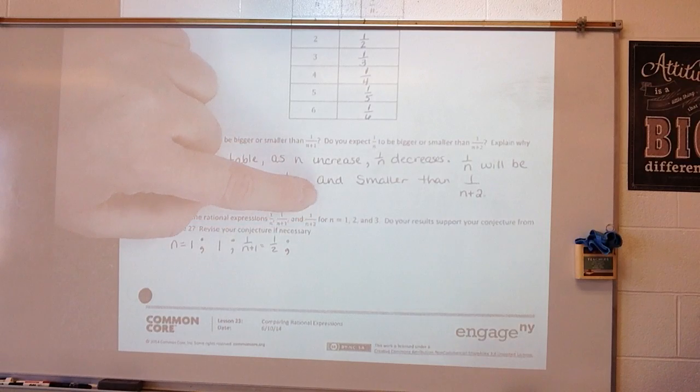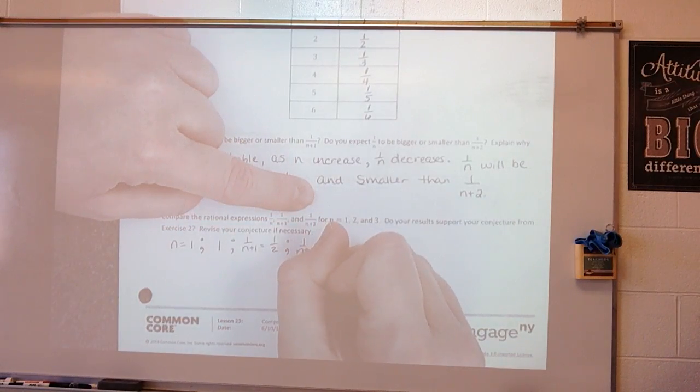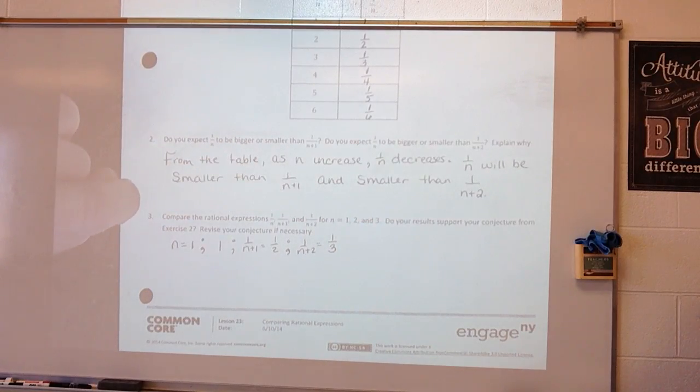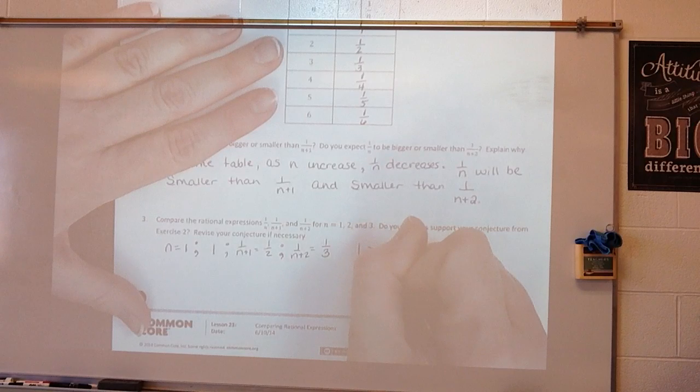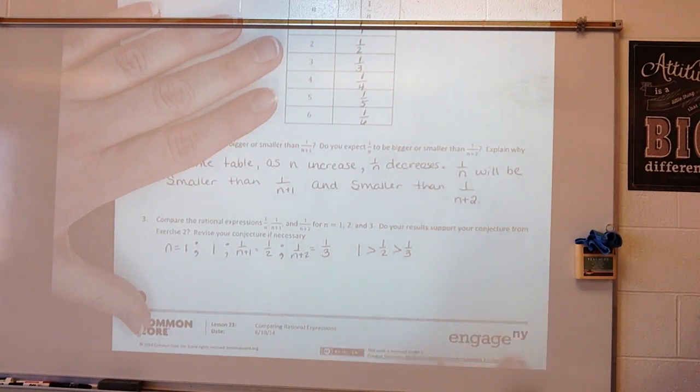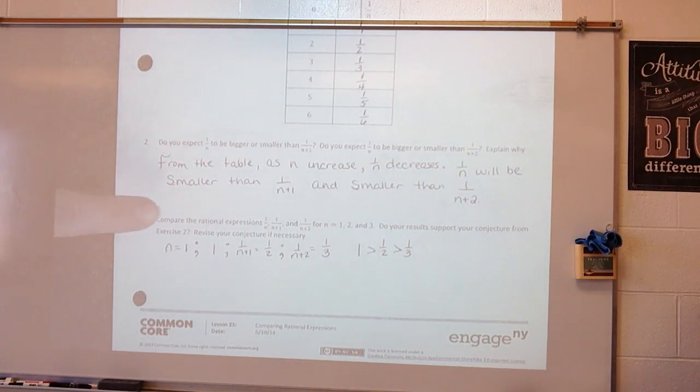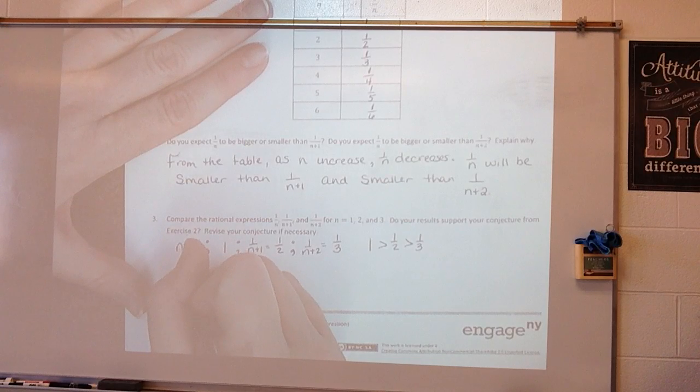Okay. And then 1 over n plus 2 would equal 1/3. So 1 is greater than 1/2, which is also greater than 1/3. So it worked for this. Let's see if it works for n equals 2.